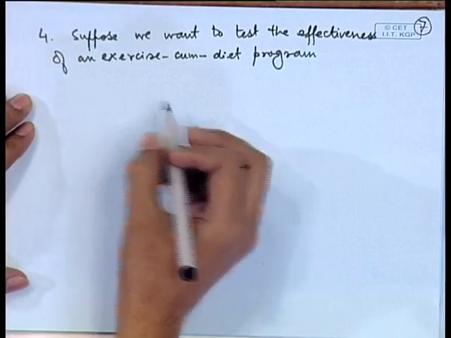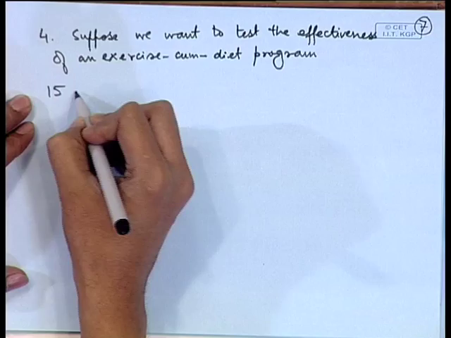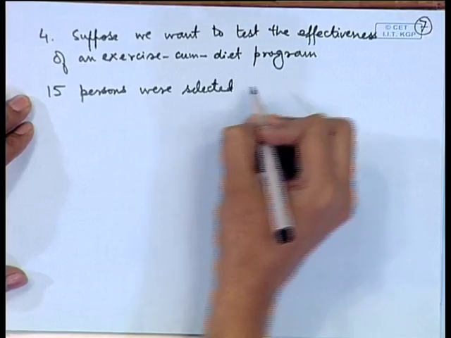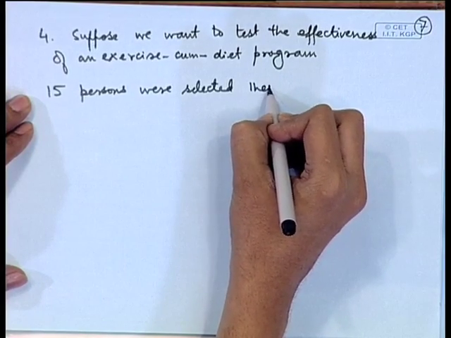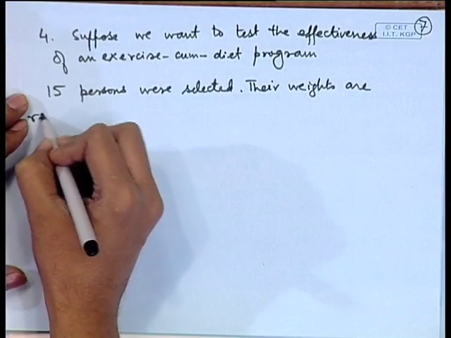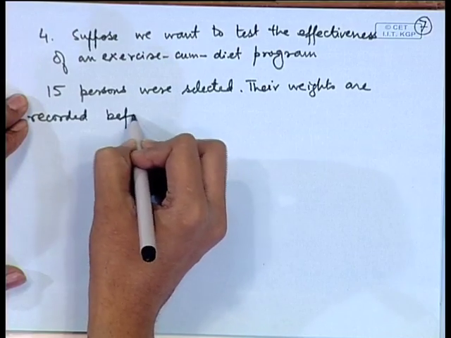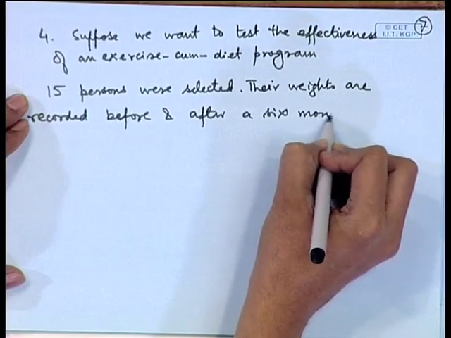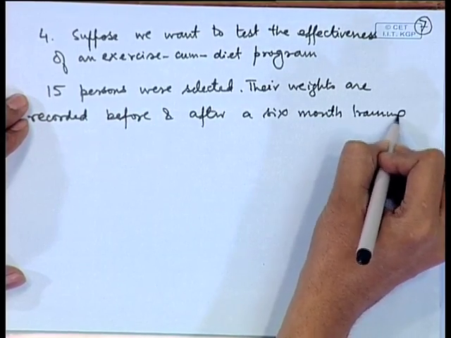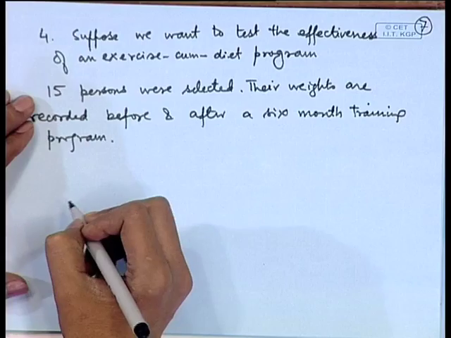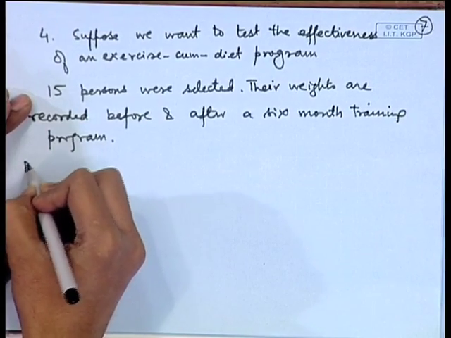Say 15 persons were selected, their weights are recorded before and after a 6-month training program. So, we want to see whether the average weights have reduced. So, let us see the data is given in this form.